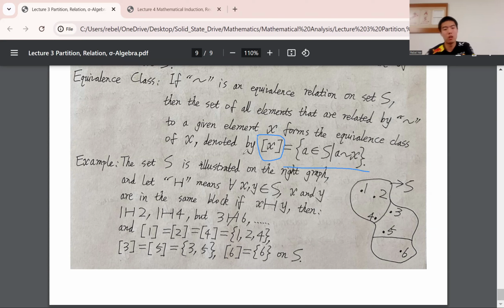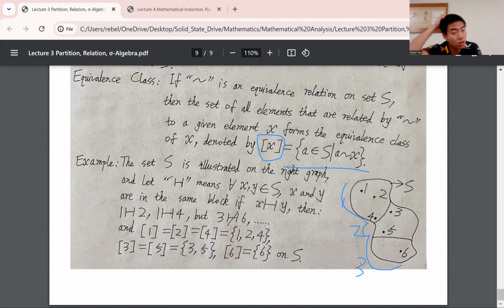Let's see one example. This is set S, and the relation, some very fat relation, means for all x, y in set S, they are in the same block. Yeah, they are in the same block. Like this is one block, this is the second block, very tiny, and this is the third block. So this is block 1, block 2, block 3.